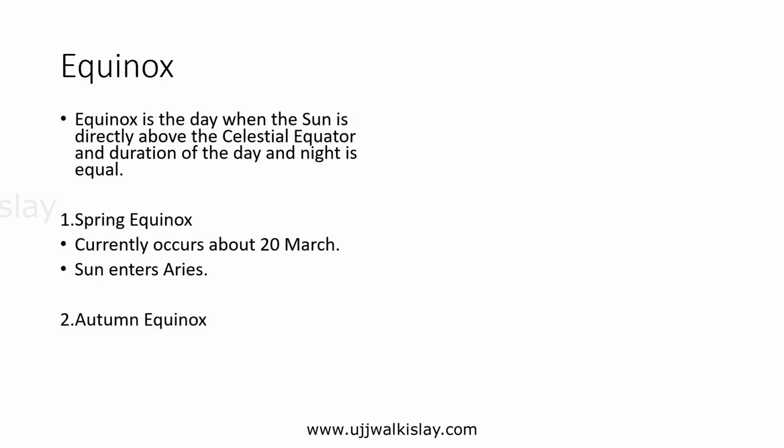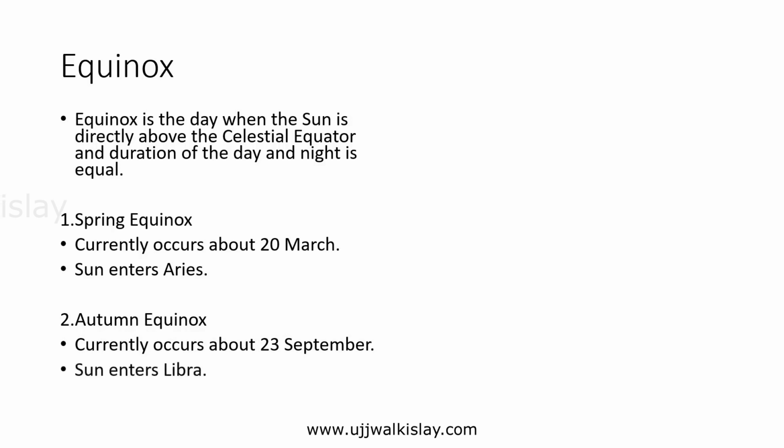The second equinox is the autumn equinox. It occurs around 23rd of September every year. On this day, the sun enters the tropical sign of Libra.